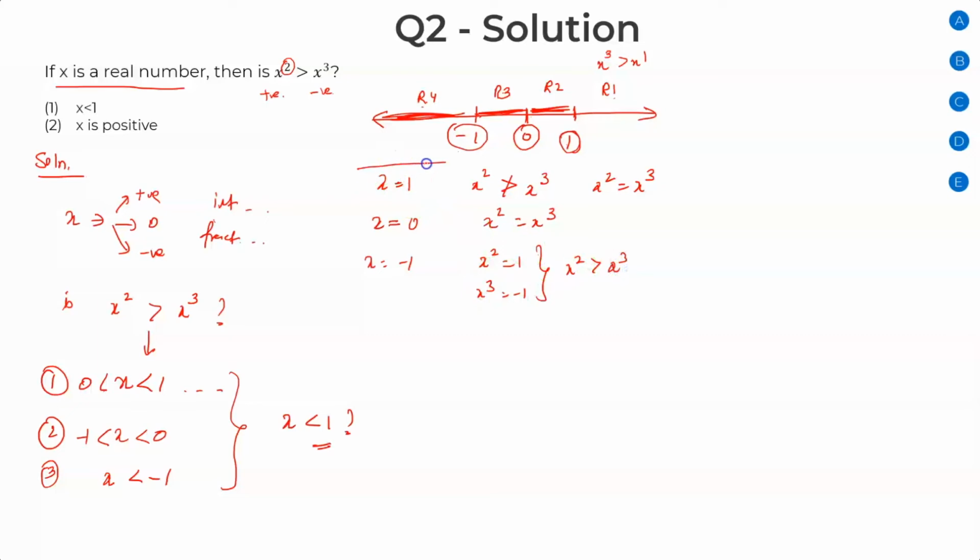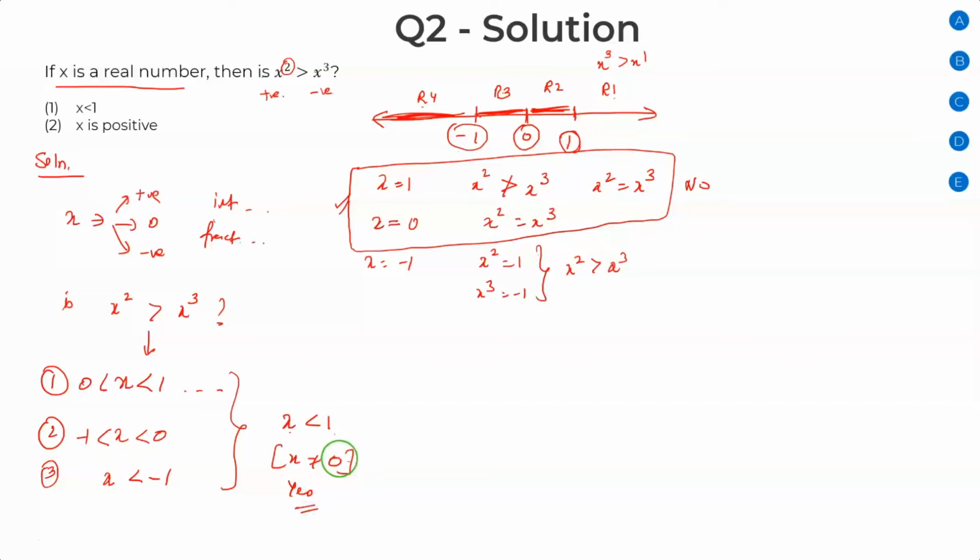So if for some reason I figure out that x equal to 1 or x equal to 0, then my answer becomes no. Since the question is whether x square is greater than x cube, the answer would be no for these two cases. But apart from that, if x is less than 1, and I know x is not equal to 0, then in that case my answer would be yes.